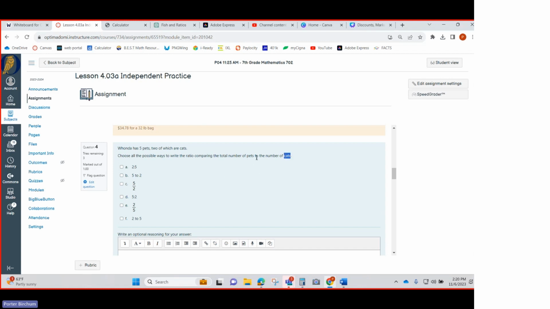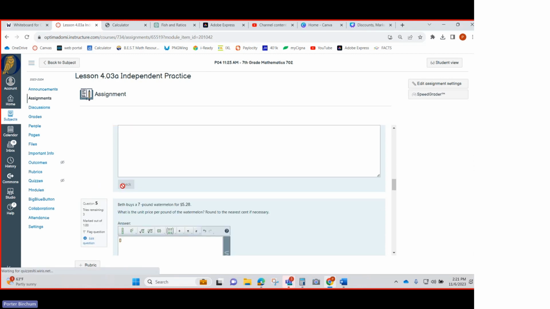So how many pets are there? 5. How many cats are there? 2. So the number 5 comes first and the number 2 comes second. That's 5 first. I know it looks like 5 halves, but that's not what it says. It says 5 to 2. Let's check our work.